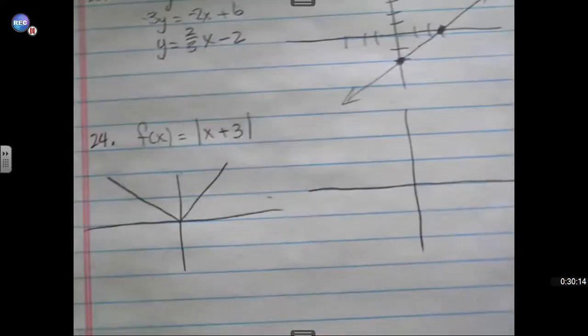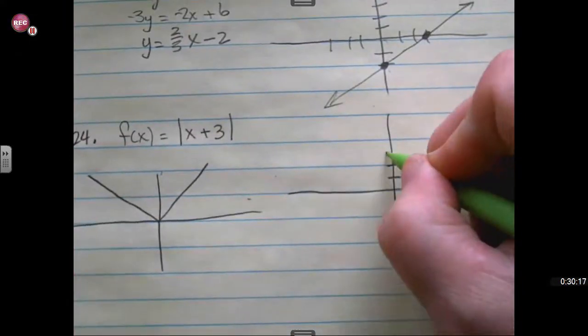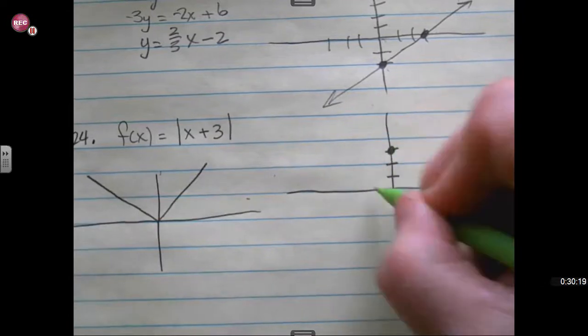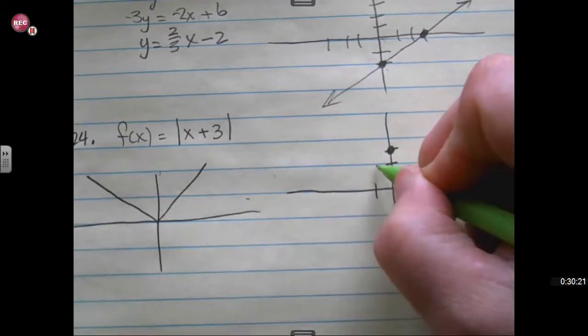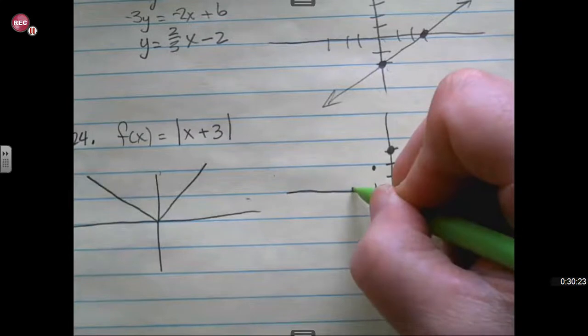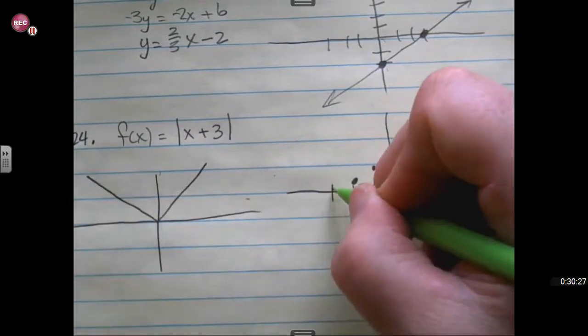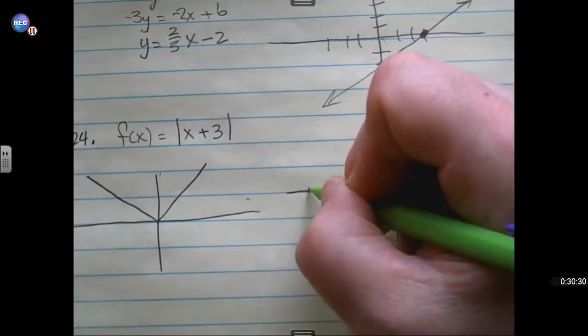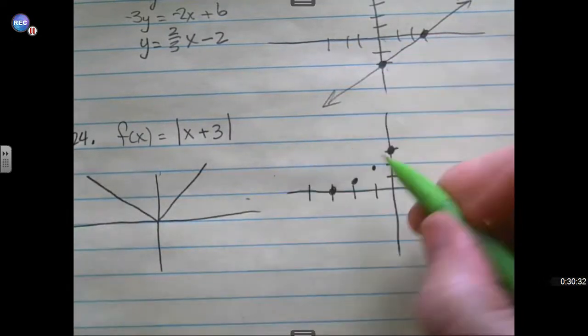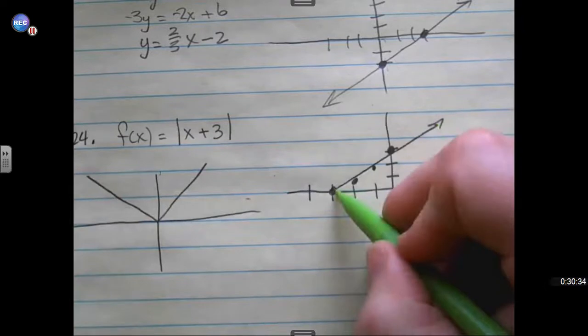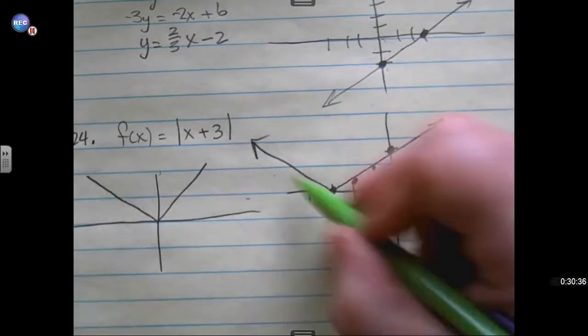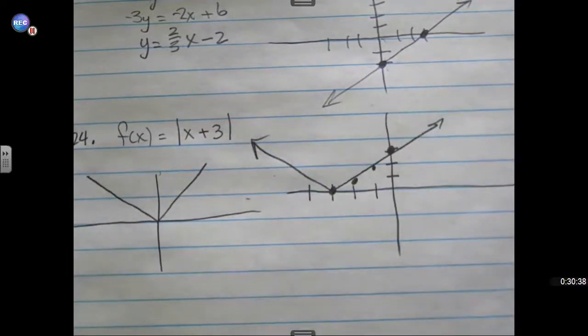If I plug in 0, I get 3. If I plug in -1, I get 2. If I plug in -2, I get 1. If I plug in -3, I get 0. If I plug in -4, I get 1, and so on. So I missed, but basically, like I said, it's going to move it to the left 3.